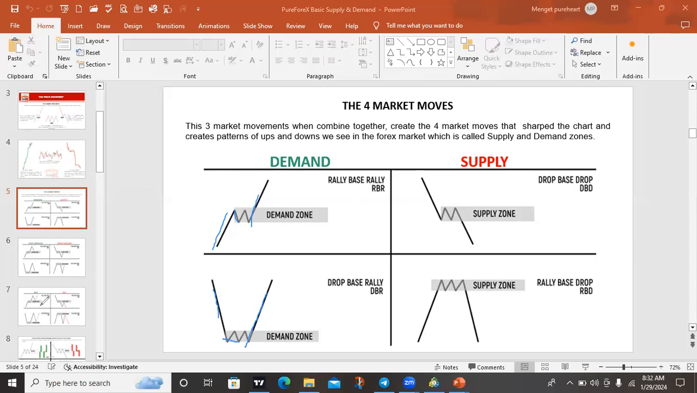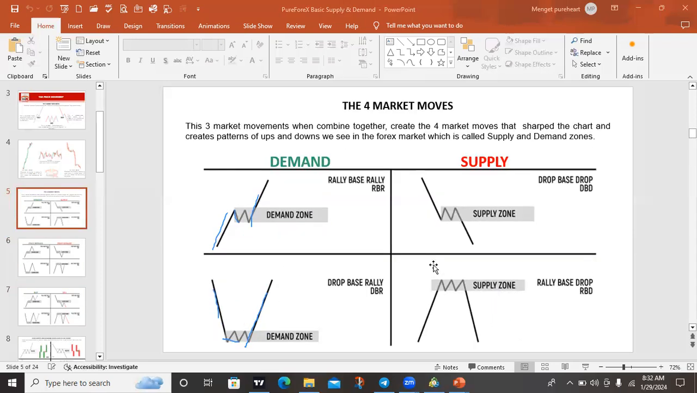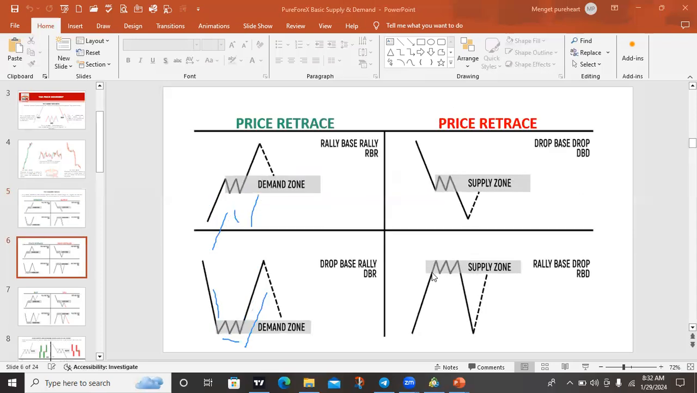So now let's move to the next page. Normally, how traders trade these supply and demand zones is that when you see a rally base rally zone, we mark this zone like this, then you wait for price to come, then you buy. Take note, I'm not trading like this. This is the basic knowledge of supply and demand zones. So this is what we expect.